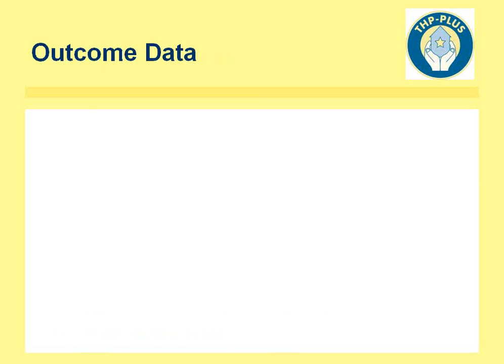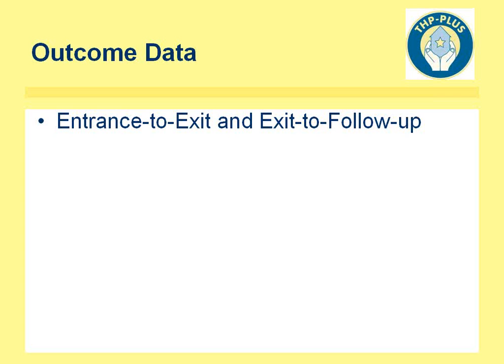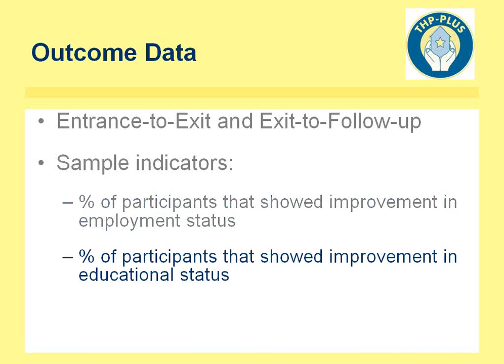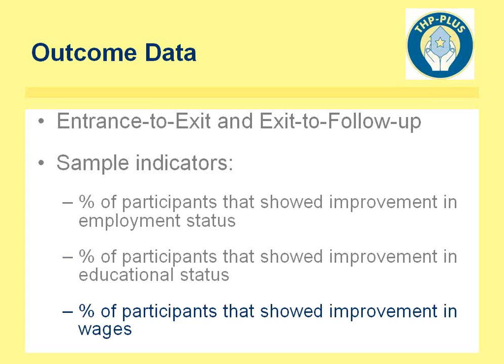And then there will also be outcome data. So this will look at changes in the participant status from entrance to exit, and then changes from exit to follow-up. Some examples of those kinds of changes would be the percentage of participants that showed improvement in employment status, the percentage that showed improvement in educational status, the percentage of participants who had wages that went up.